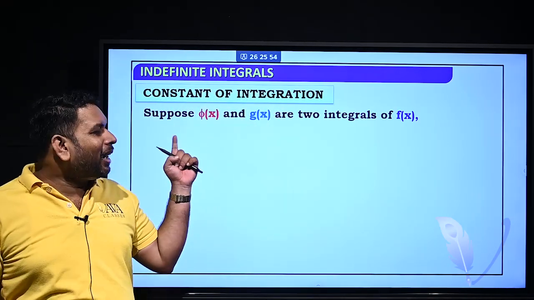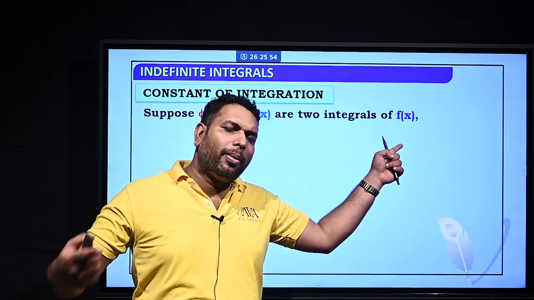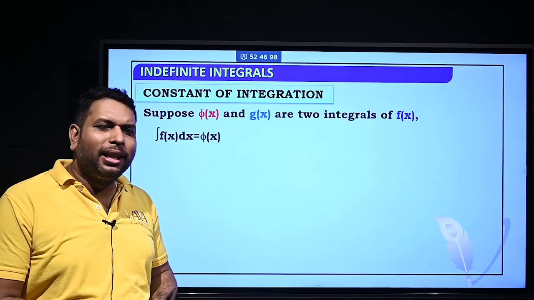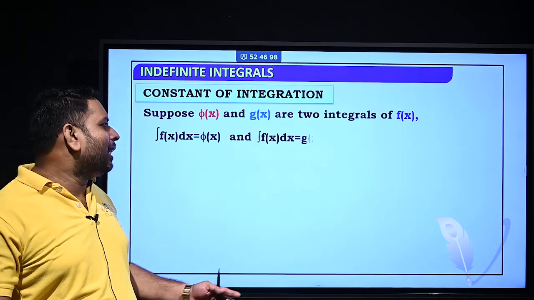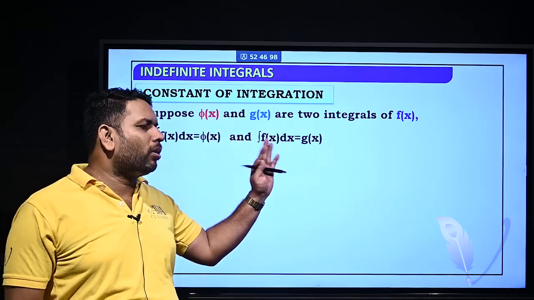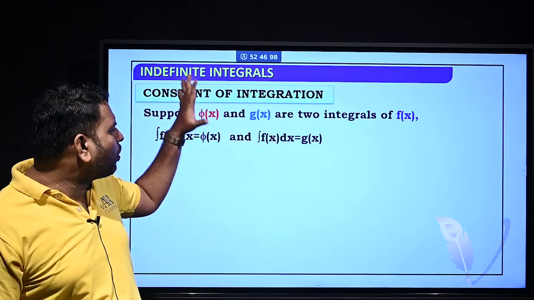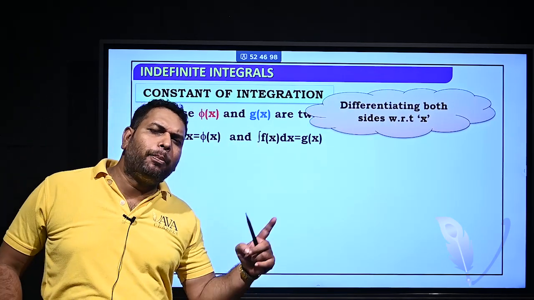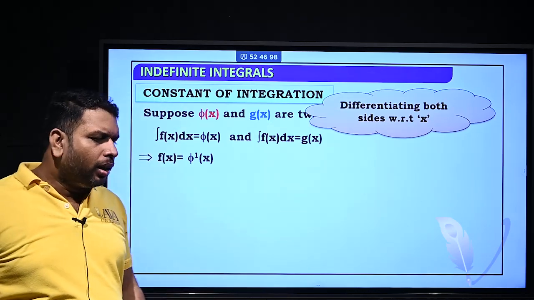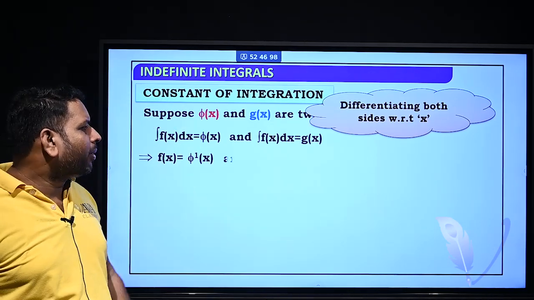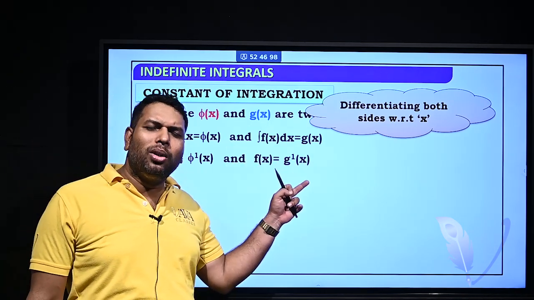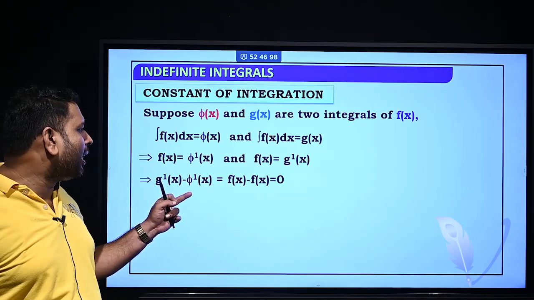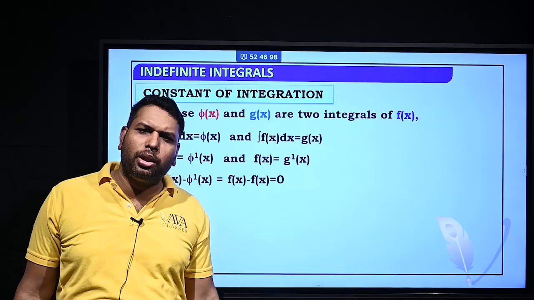Suppose phi x and g x are two integrals of f x. That is, integration of f x dx may be phi x, or integration of f x dx equal to g x. Then differentiating both sides with respect to x, f x equal to phi dash x and f x equal to g dash x. So g dash x minus phi dash x equal to f x minus f x equal to 0.